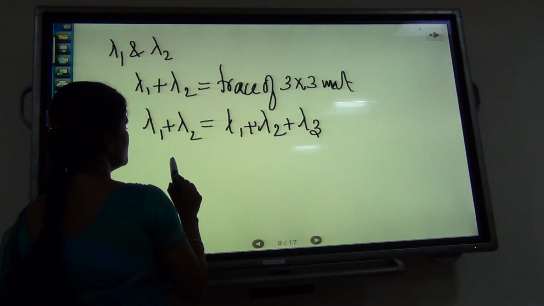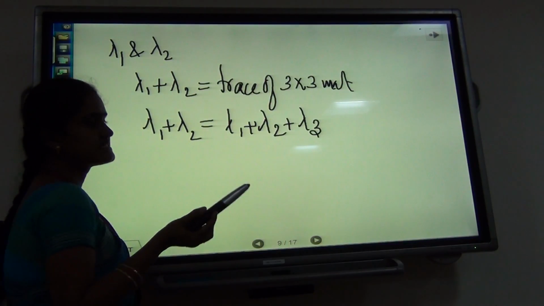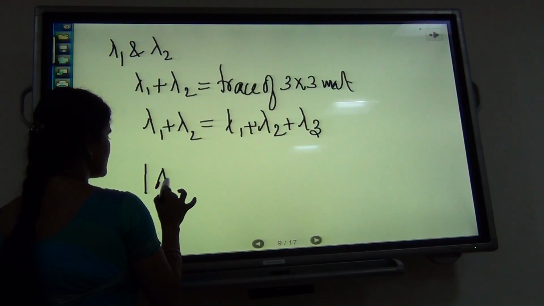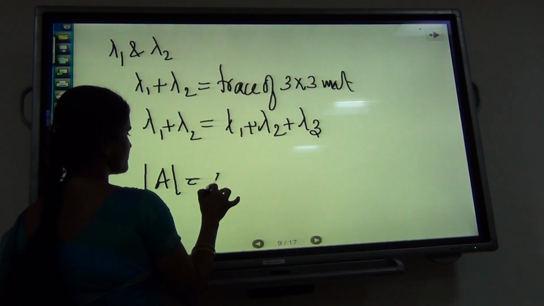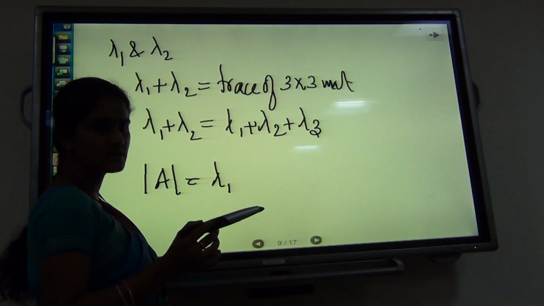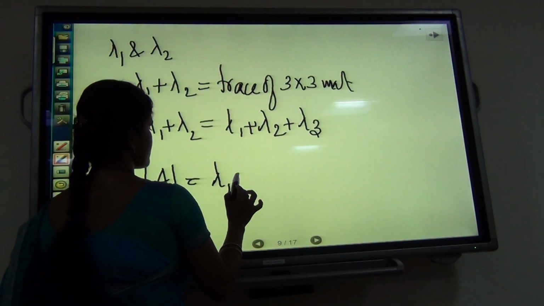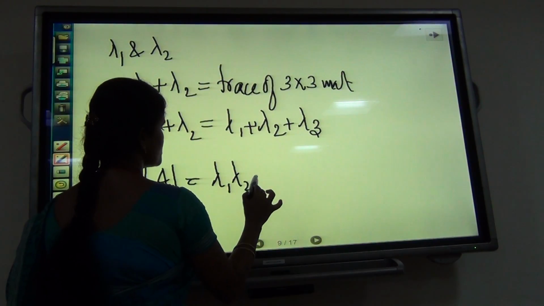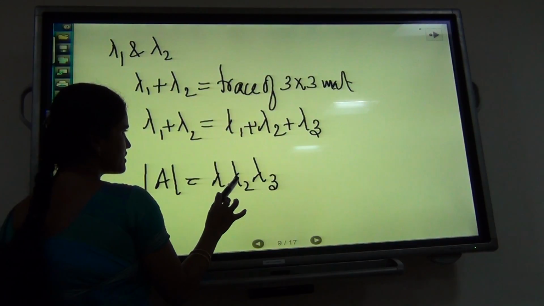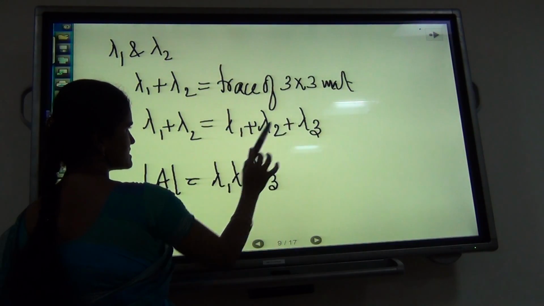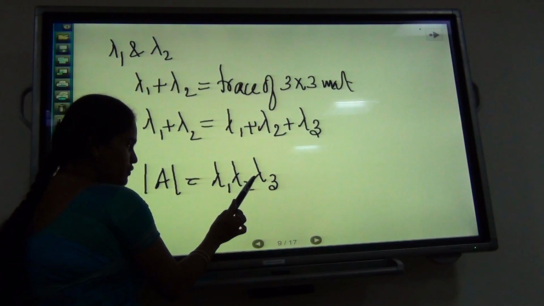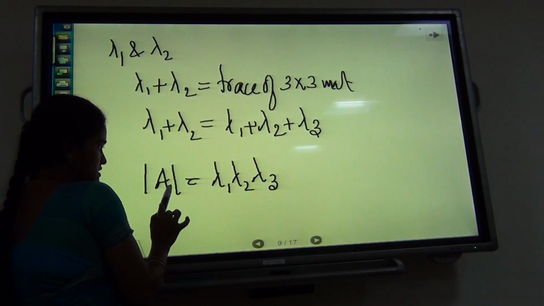Okay. Now, through this we have to find the determinant of A. So what is the determinant of A? As per the property, you can find the determinant of A as the product of the eigenvalues, lambda 1 into lambda 2 into lambda 3. We know that lambda 1 plus lambda 2 is equal to the trace of the matrix, and lambda 3 is unknown.